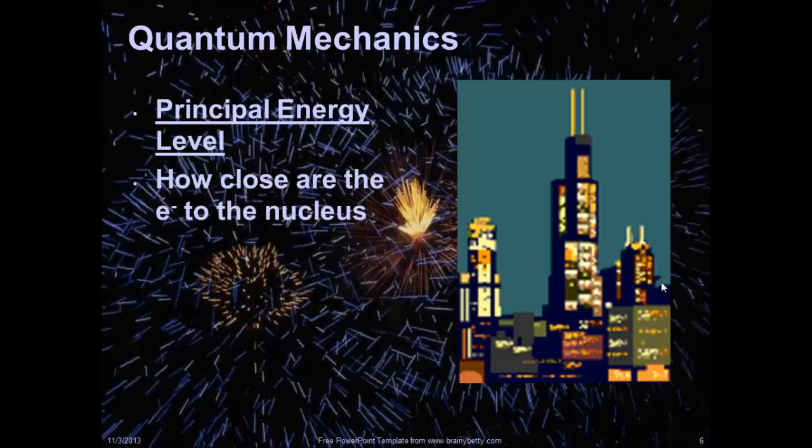Principal energy levels tell you how close the electrons are to the nucleus, and to differentiate between them, we just use numbers. Energy level 1, energy level 2, energy level 3, and so on. 1 is closest to the nucleus, 7 is furthest away.